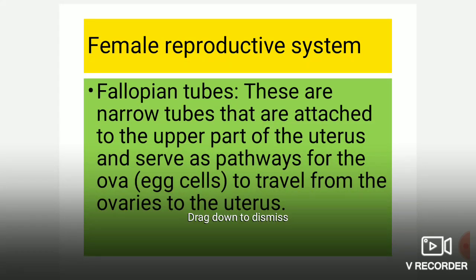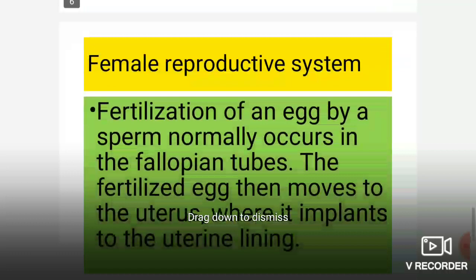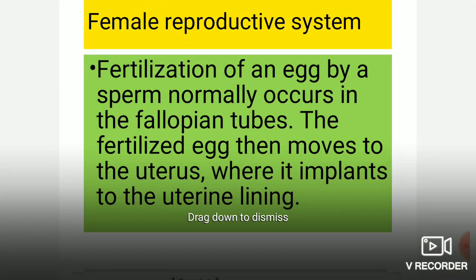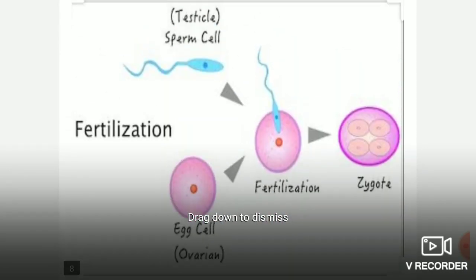Female fallopian tubes: after the ovary releases the ovum, it is received by the fallopian tubes. These are narrow tubes that are attached to the upper part of the uterus and serve as a pathway for the ovum to travel from the ovaries to the uterus. Fertilization of an egg by the sperm normally occurs in the fallopian tube. The fertilized egg then moves to the uterus where it is implanted in the uterine lining. So here you can see the fertilization.